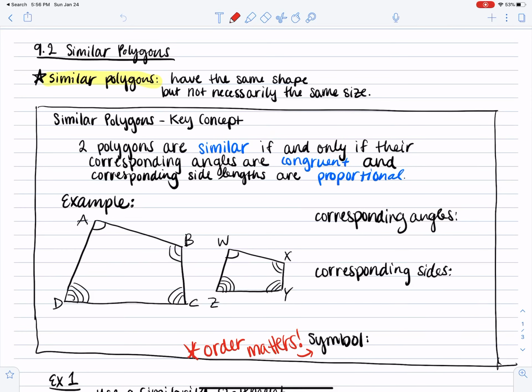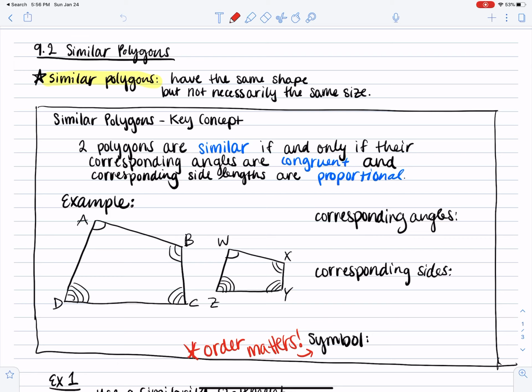Okay, these are 9.2 similar polygons notes. So your vocab word is similar polygons, which are two polygons that have the same shape, but not necessarily the same size. So the key concept is that two polygons are similar if and only if their corresponding angles are congruent, so angles are the same, and corresponding side lengths are proportional, which they don't have to be congruent, they have to be proportional, which we'll talk about today, okay?